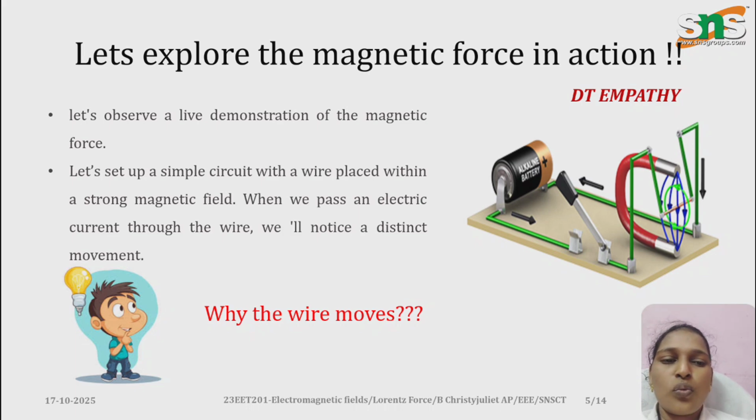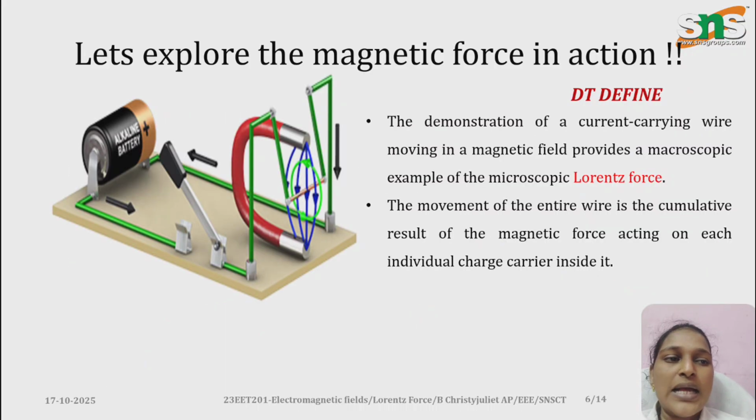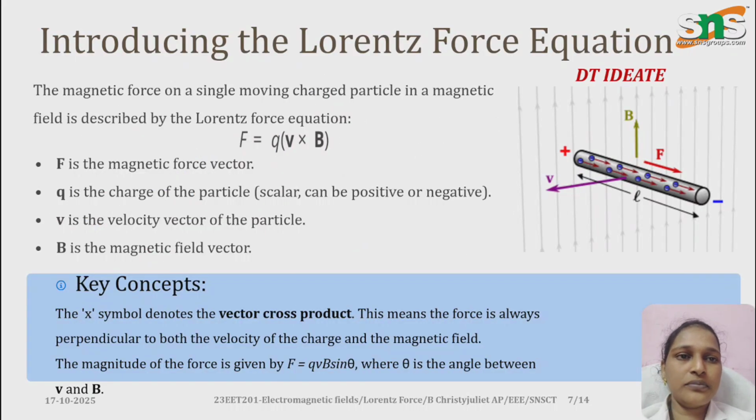Now, why does this wire move? This demonstration of a current carrying wire moving in a magnetic field provides a macroscopic example of the microscopic Lorentz force. So the Lorentz force exerted on the individual charge carriers will contribute to the movement of the entire wire. This entire wire movement is a cumulative result of the magnetic force acting on the individual charge carriers inside it. Now let's get into the Lorentz force.